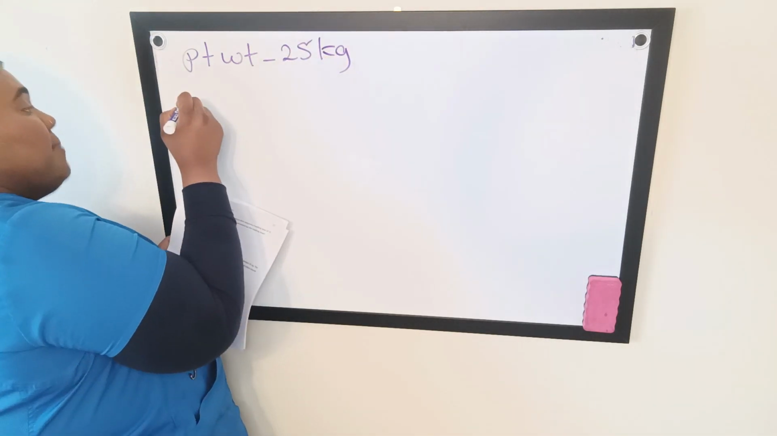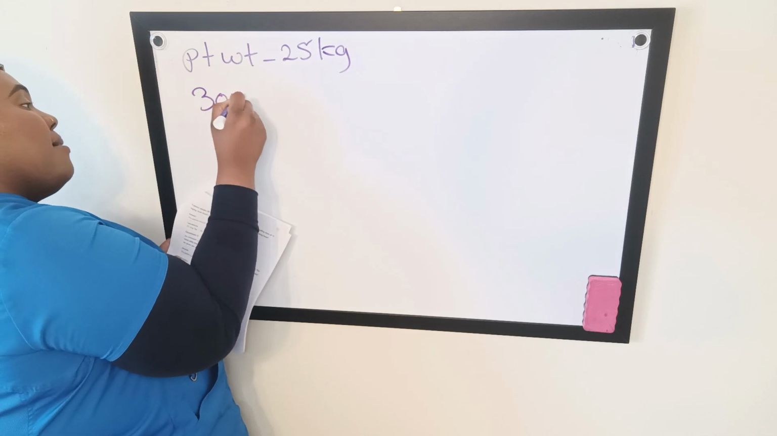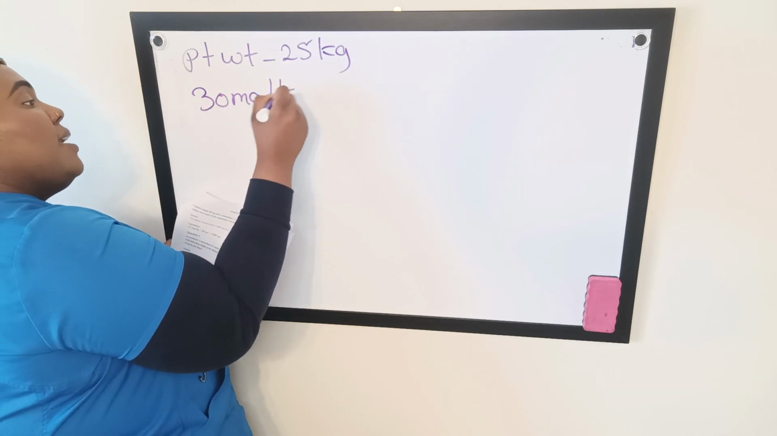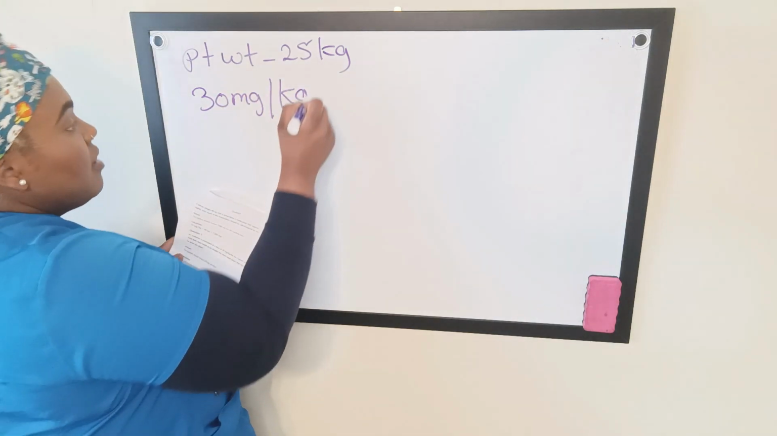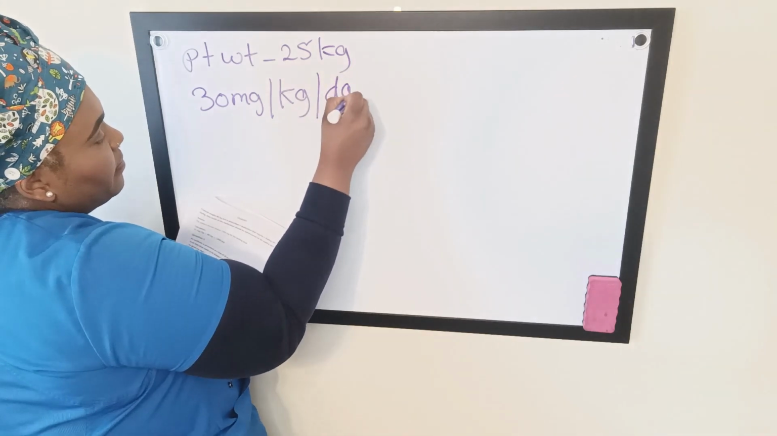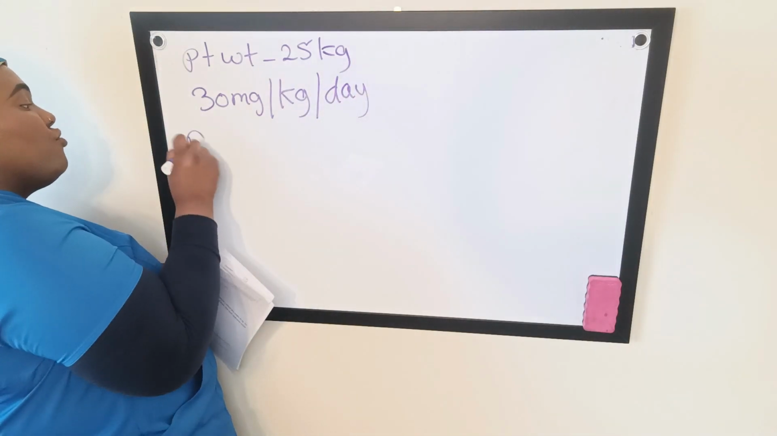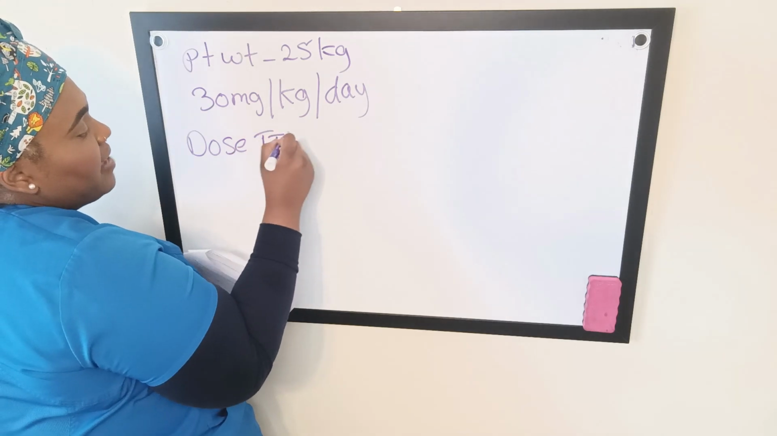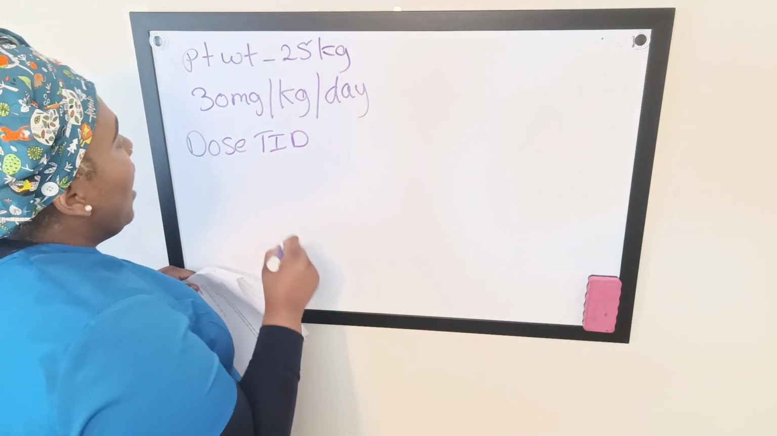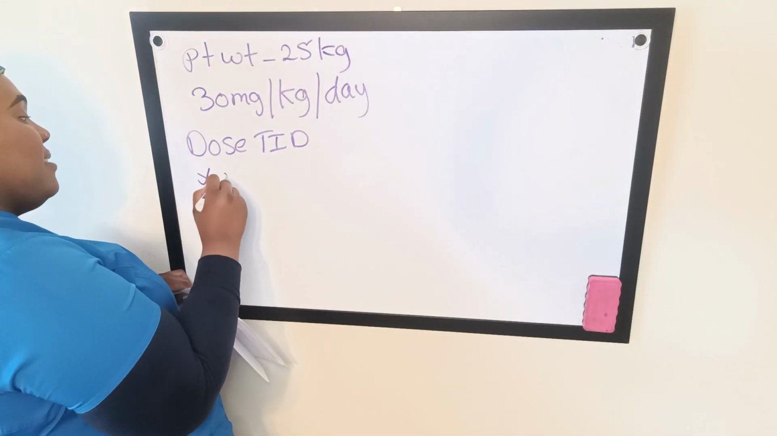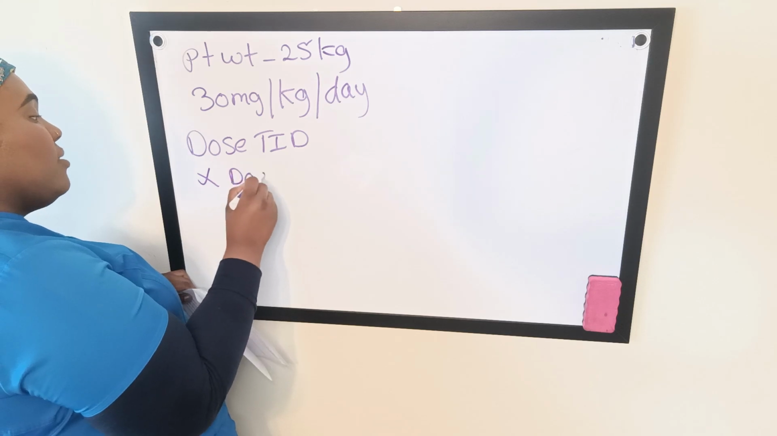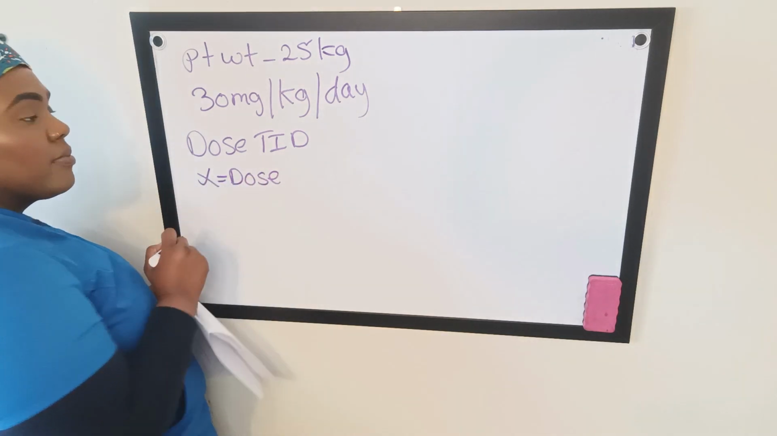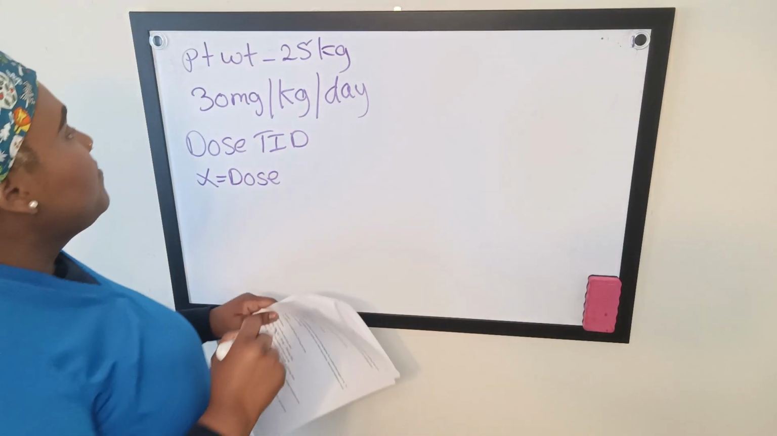and our ordered medication is 30 milligrams per kg for the day. Our dose is 3 times daily, or TID as we say. Okay? And what is the dose? X is equal to dose. Alright? So let's begin.